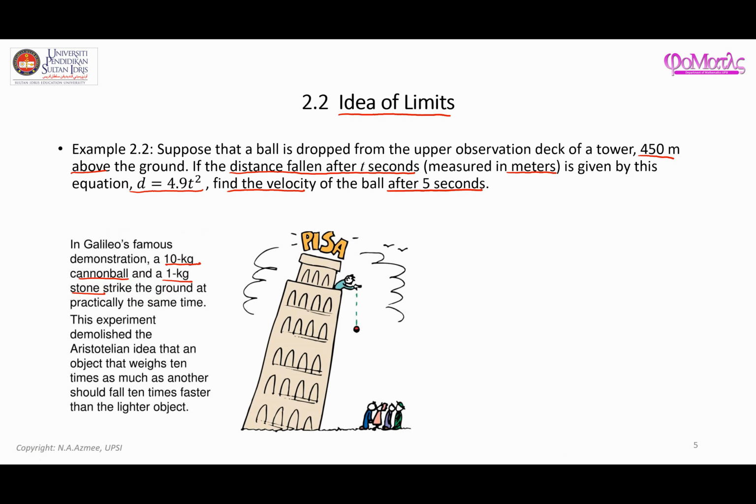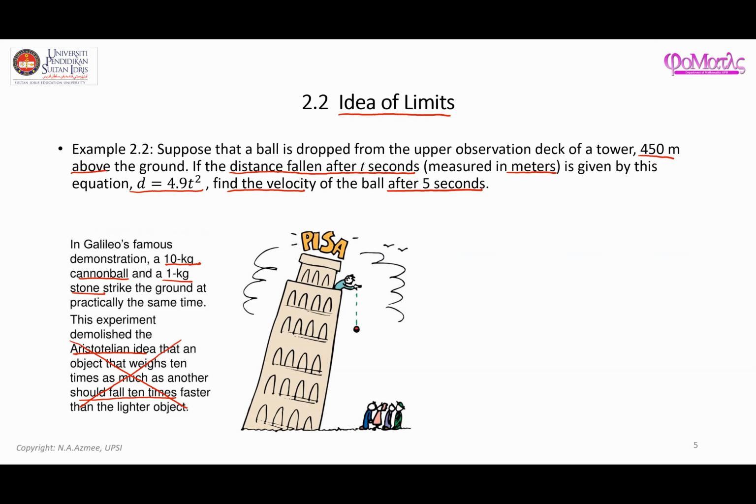The result of this experiment demolished the previous idea, the Aristotelian idea, that says when an object weighs 10 times as much as another, that object should fall 10 times faster than the lighter object. So this idea has been demolished. Right, back to our example.